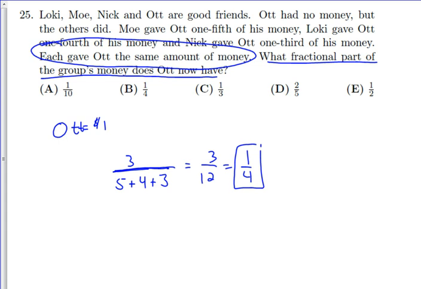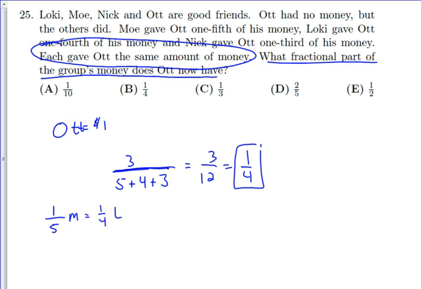Now you could have done this algebraically, and what you would do algebraically is say the amount of money Ott gets is the same for all of them. And so we can utilize that piece of information. That allows us to see how these relate to each other. So 1/5 of Mo's money is going to equal 1/4 of Loki's, because that's what this is telling you.